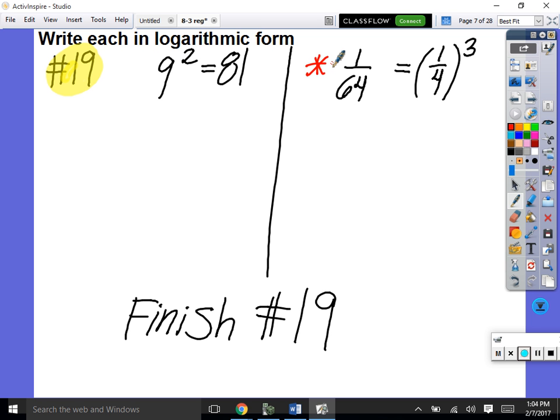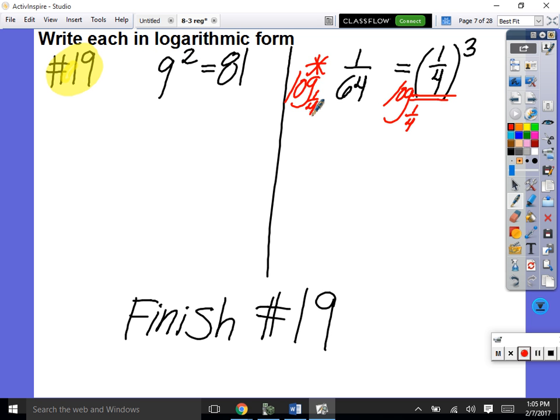What people want to do is, because it's not in the correct order, in their minds they'll try to do log to the base of 1 over 64. But do you see how this is our base, even though it's on this side of the equation? Because it's 1/4 raised to the 3rd power. So we need to do log to the base 1/4 of both sides of the equation.